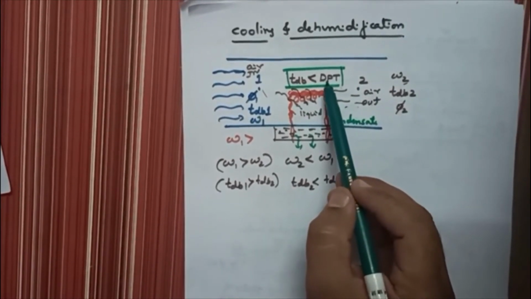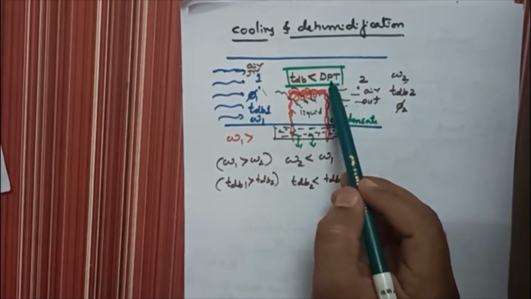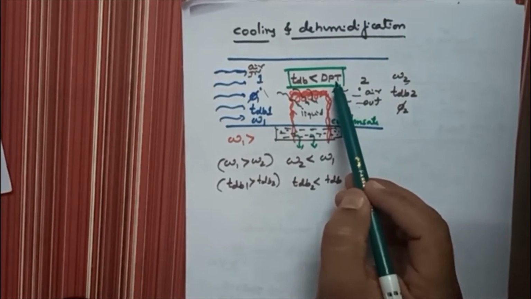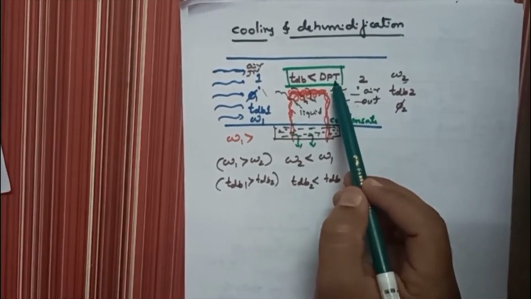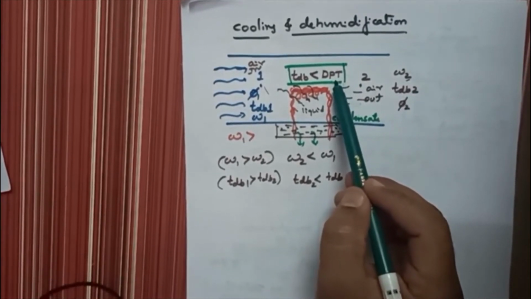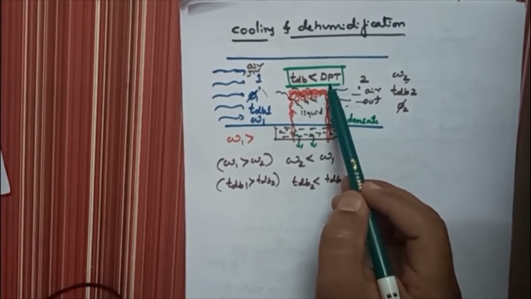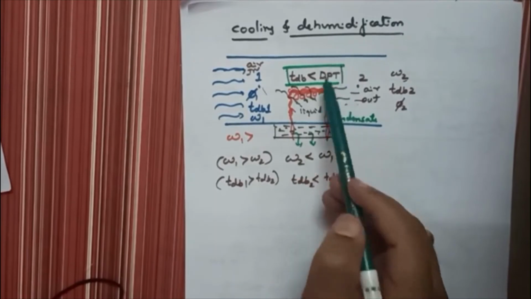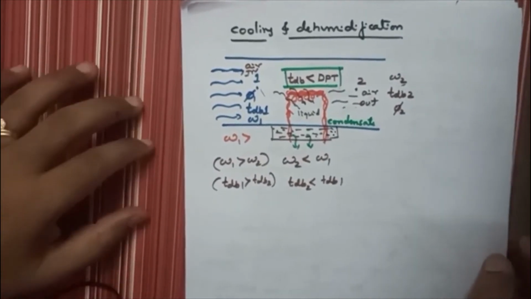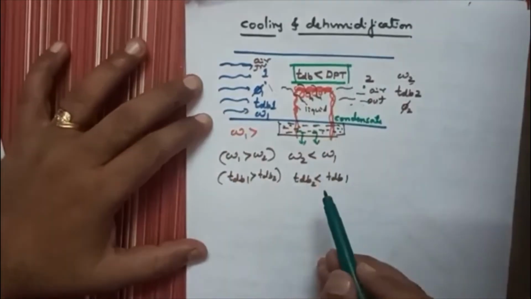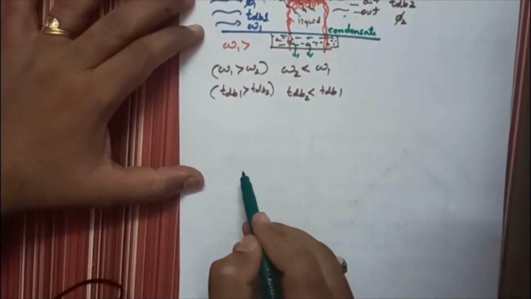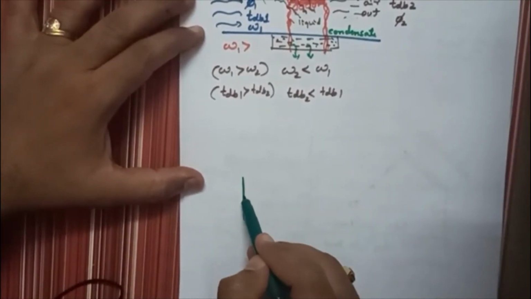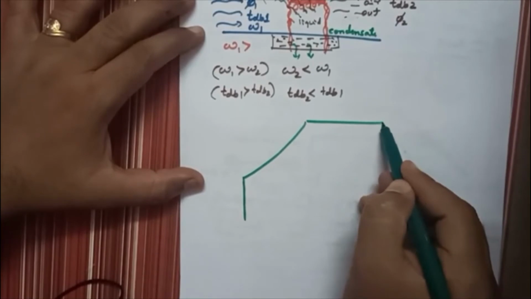So what is the definition of dew point? Already we discussed it in the previous classes. Dew point temperature is the temperature at which the condensation of water vapor takes place. That is the reason the same fundamental applies here. Now I will represent this cooling and dehumidification in the psychrometric chart. This is the layout of the psychrometric chart.